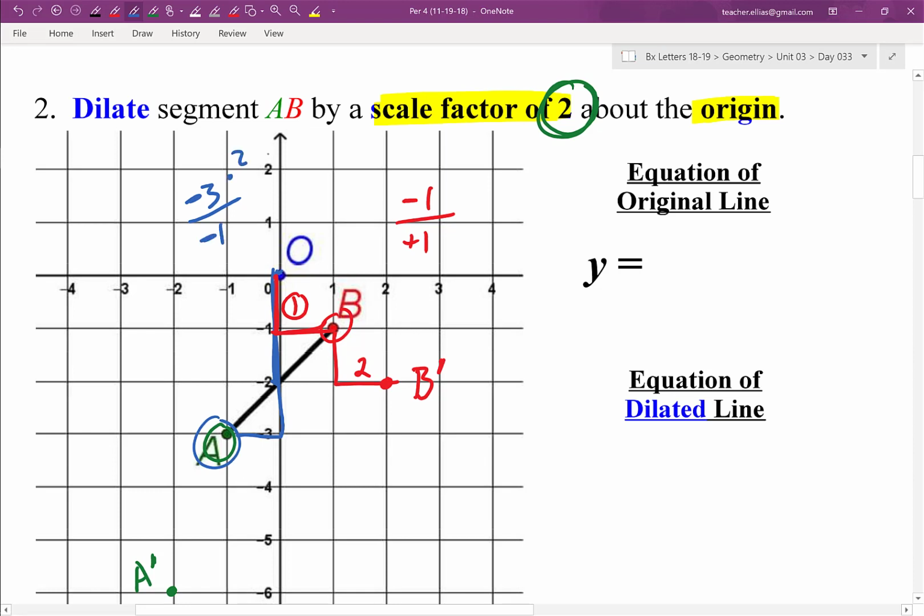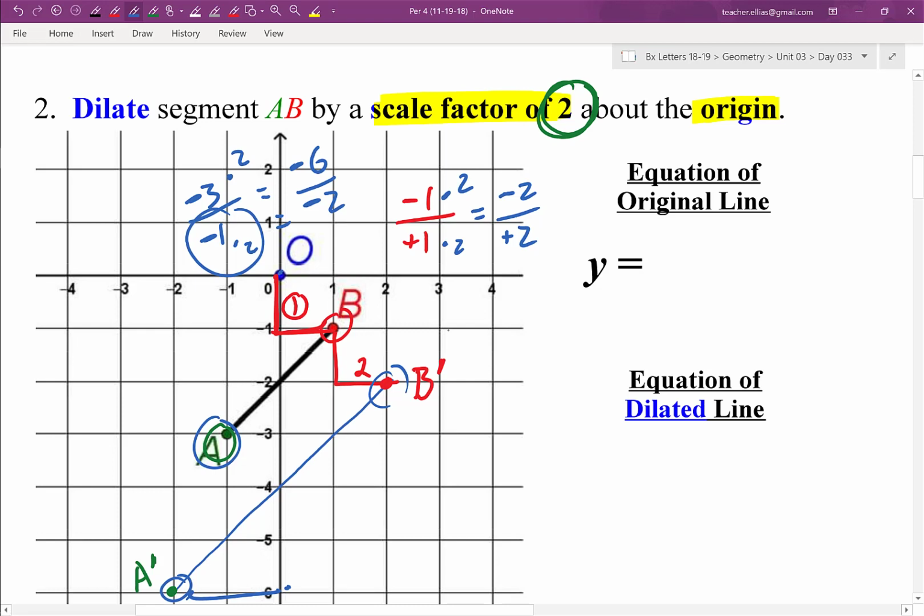Good. So times 2, times 2. Instead of going down 3, we're now going to go down 6. That's why we go down there. Instead of going to the left 1, we're going to the left 2. That's why we're going right there. And that's the same thing with B. Instead of going down 1, we're going down 2. Instead of going to the right 1, we're going to the right 2. That's how we're getting B prime. When you connect them, you get that new segment.